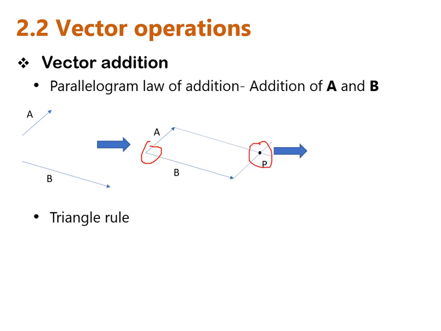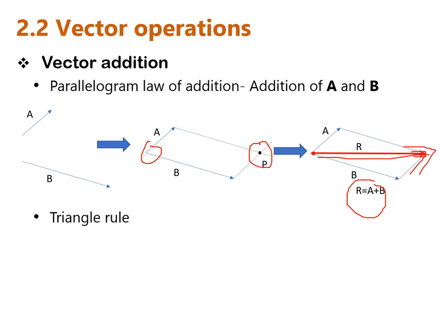We're going to draw a vector from A. The point where it meets is going to be its tail. And its head is going to be where the parallel lines of A and B meet. So that's our vector. So the addition of vector A and B is given by this vector R.